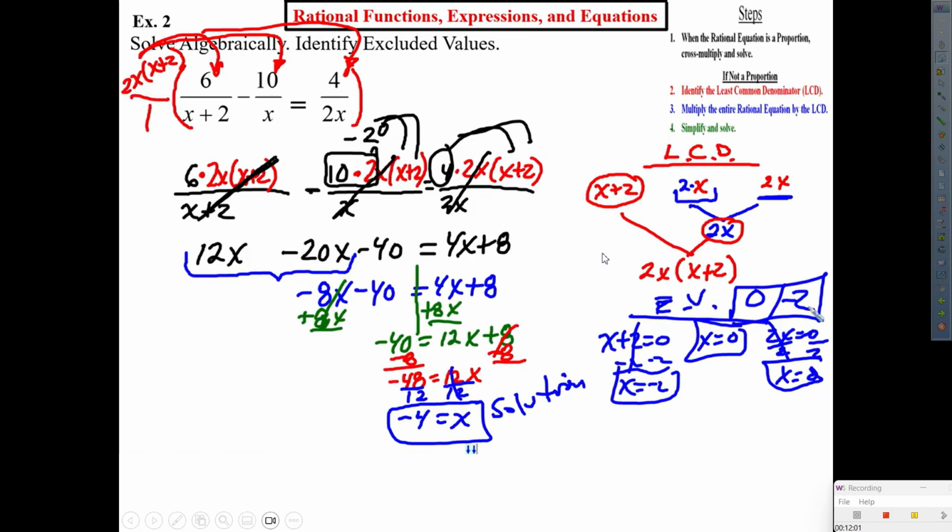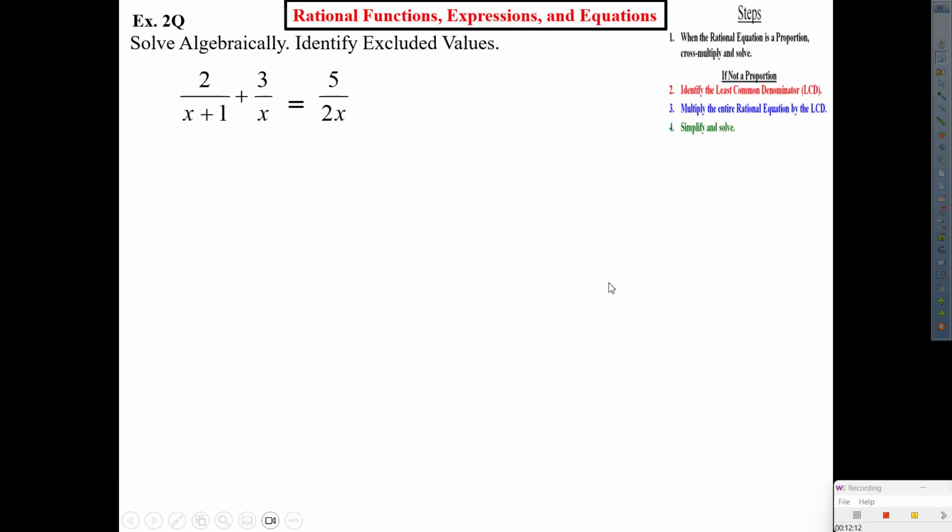Is that correct? All right, copy this one, please. Oh, and here's the work for that one. Look how beautiful that looks. A t-shirt, $10, right, Naila? Copy this, please. Example 2Q.